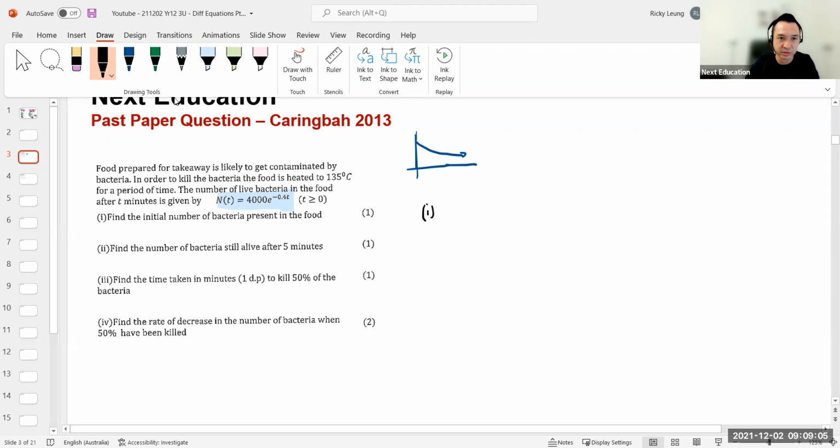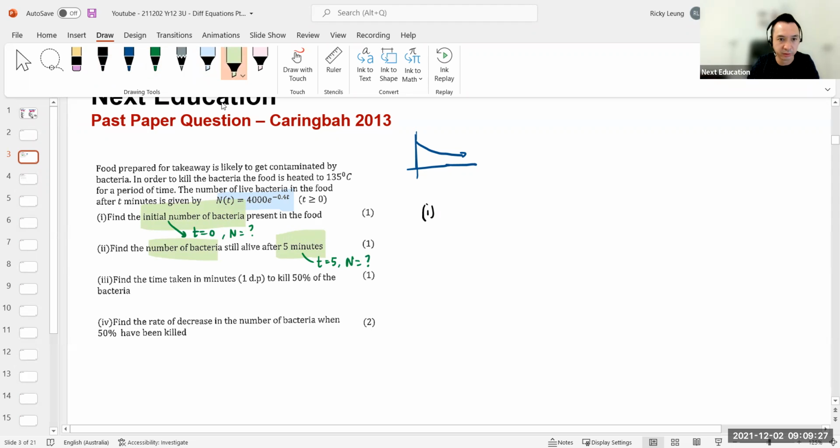All right, so what am I finding? The initial number of bacteria, so when t equals zero, and thereafter N. Next one: the number of bacteria after 5 minutes. So once again, t equals 5. We're talking minutes here. Yep, N equals question mark.